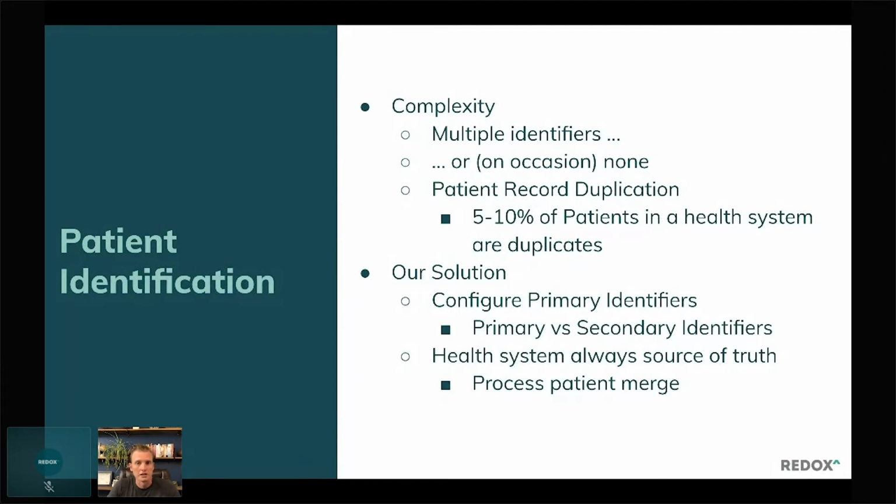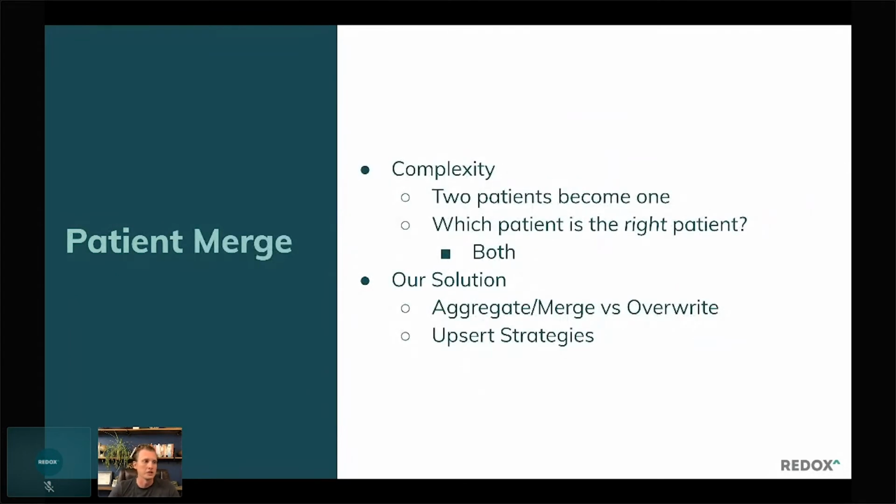So that brings us to our next barrier to entry, and that's patient merge. Why is patient merge complex? Well, what are seemingly two patients in a health system need to become one, which raises the question: which one is the right patient? And the answer is both. Both of those patient records are the results of real medical encounters. And so both of those patient records have real data for that patient that needs to be maintained even through the merge. So you can't just say, okay, well, the most recent one is the source of truth for this patient's data.